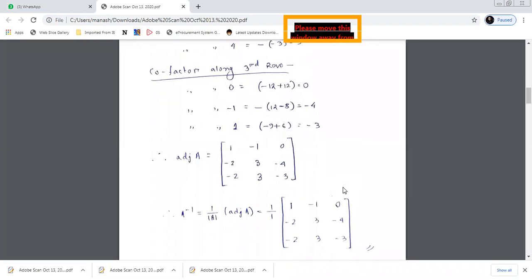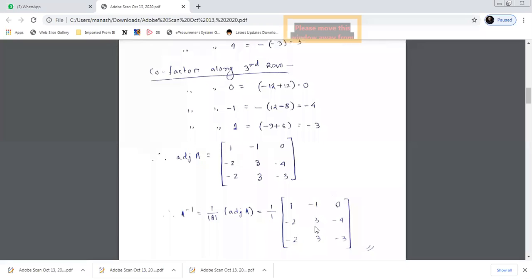So after finding the adjoint of a matrix, you will get A inverse. Okay. So what is A inverse? It is 1 by determinant of A into adjoint of A. So determinant of A we already got. So it is 1. Now this is adjoint of this one. Okay. So this is the inverse of A.